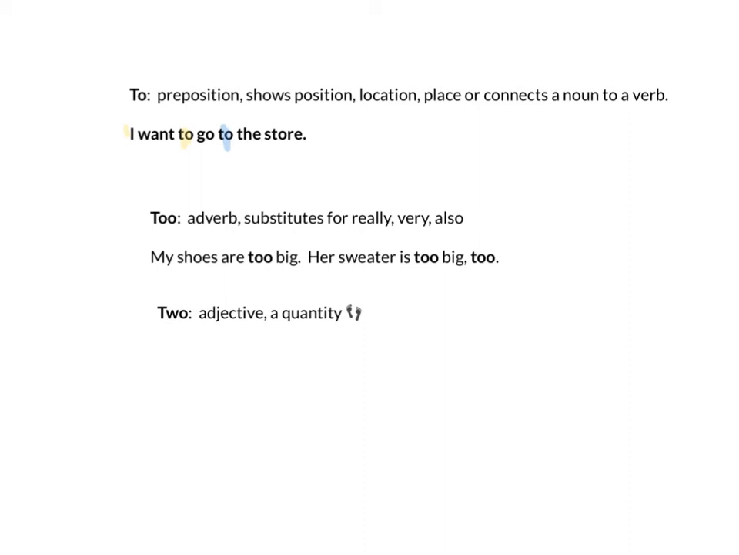Next, we're going to take a look at there, their, and they're. So with our there, their, and they're commonly misused words, there is an adverb, and it shows where something is. So the cat is sleeping over there. Where is it? It's over there. There are 21 kids in the class, so that's showing the location of the 21 kids. So there is an adverb.